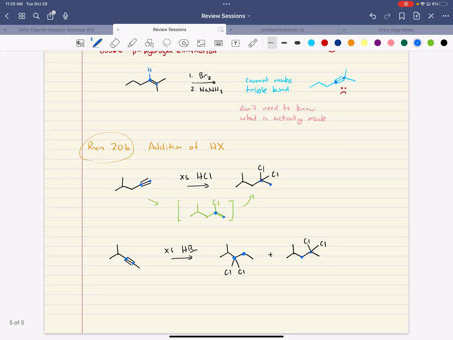Any questions about this addition of HX? No mechanism, but know the intermediate. Know, no mechanism. Know the intermediate, the one in green.